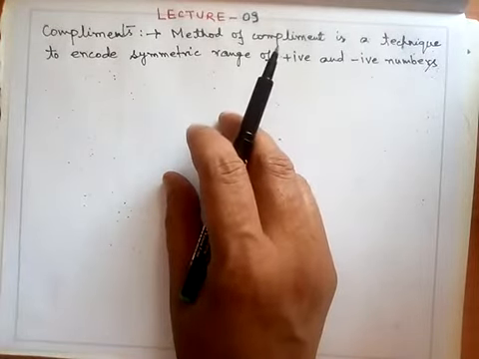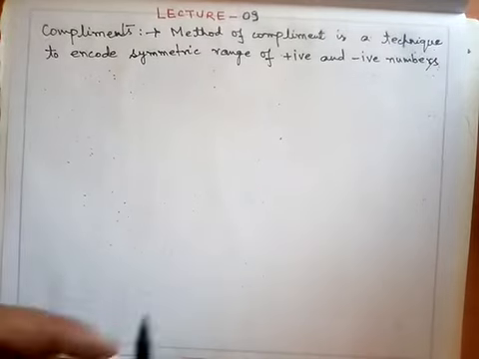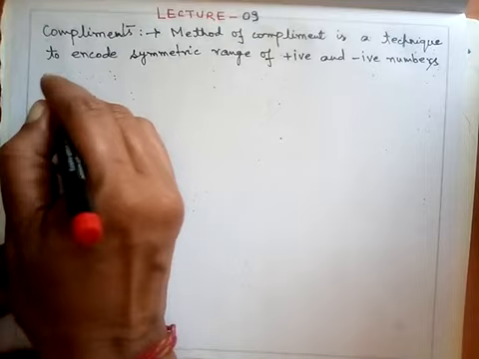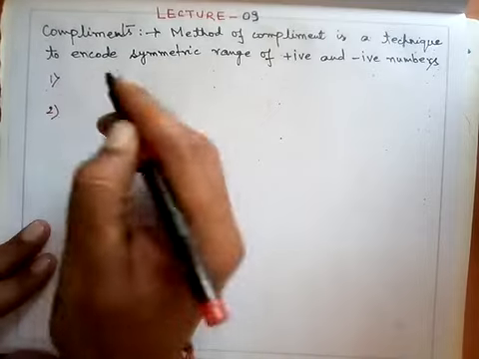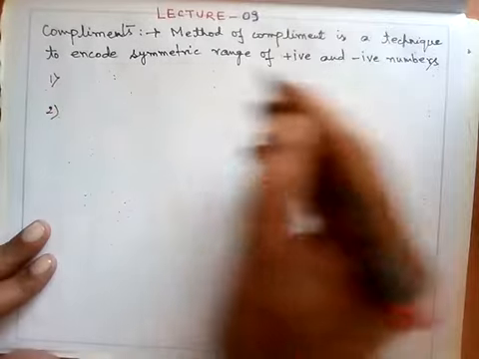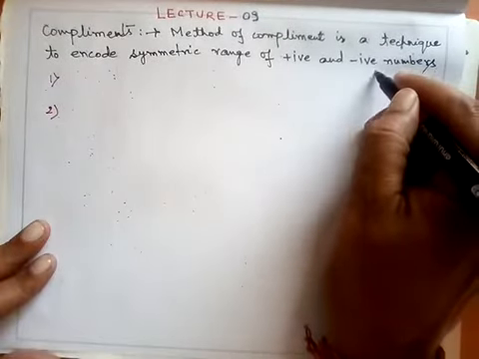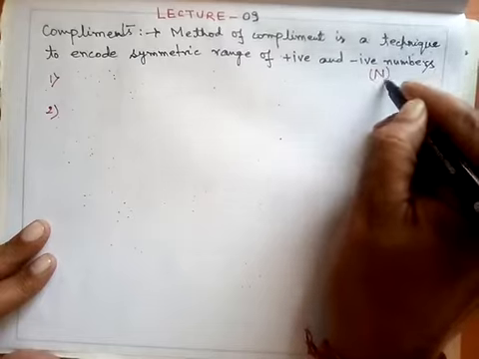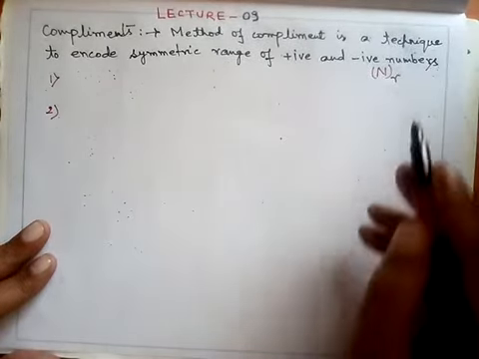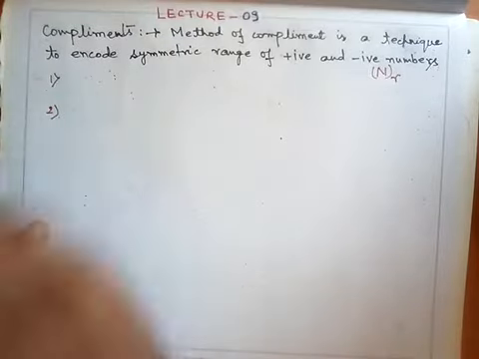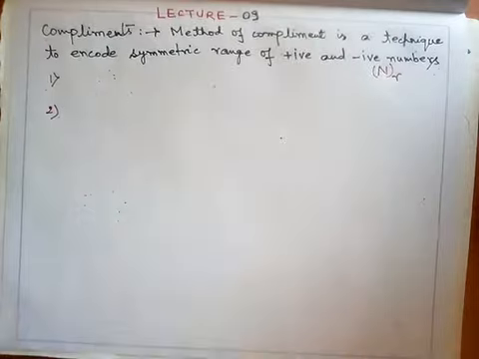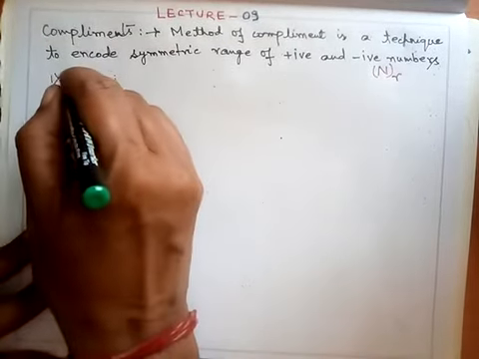So complements, as far as the classification is concerned, are divided into 2 categories. If you have a number n with base R or radix R, then there are 2 types of complements. The first one is called the R's complement.